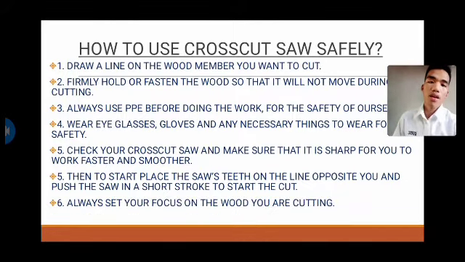Okay, and then next is always set your focus on the wood you are cutting. That is the most important. As a worker, as a laborer, or in any kind of work, focusing on our work is very important. Even in driving, you know, why do accidents happen everywhere? Accidents can happen everywhere.